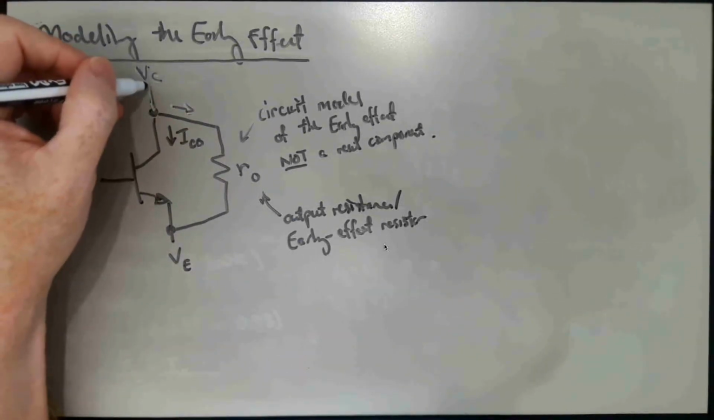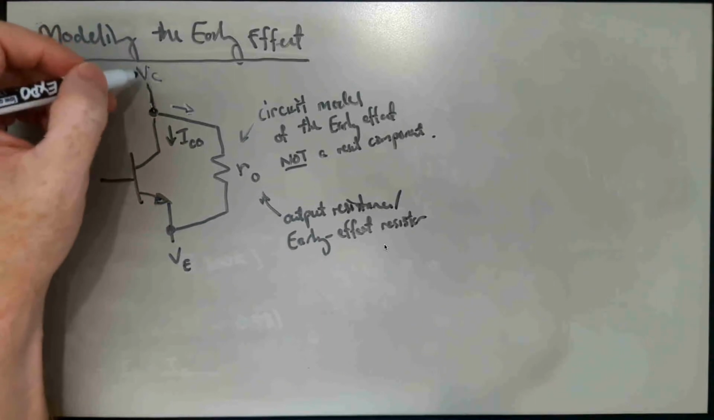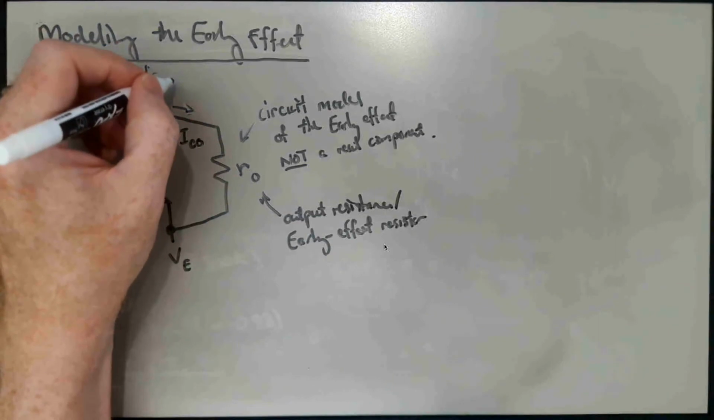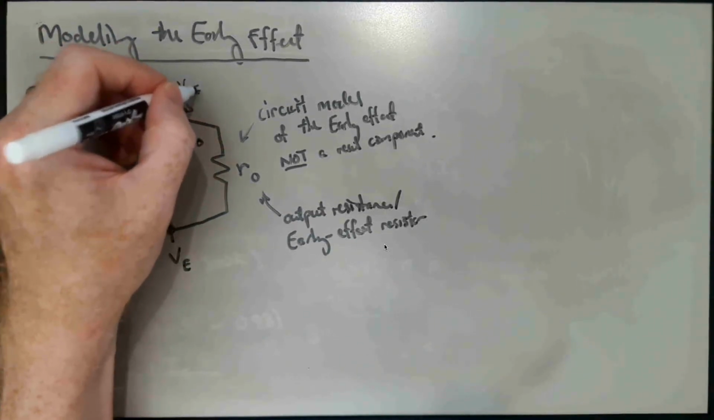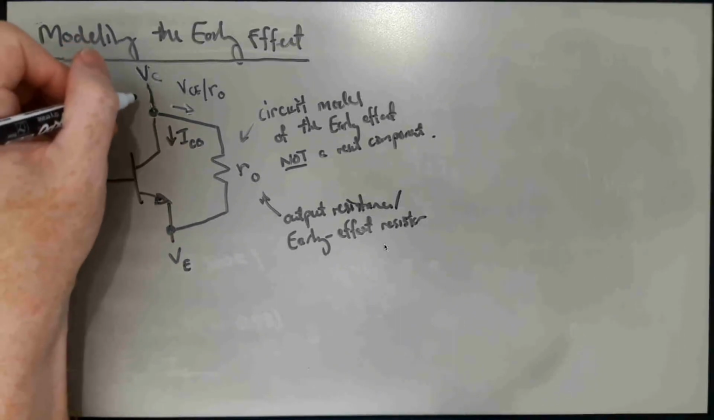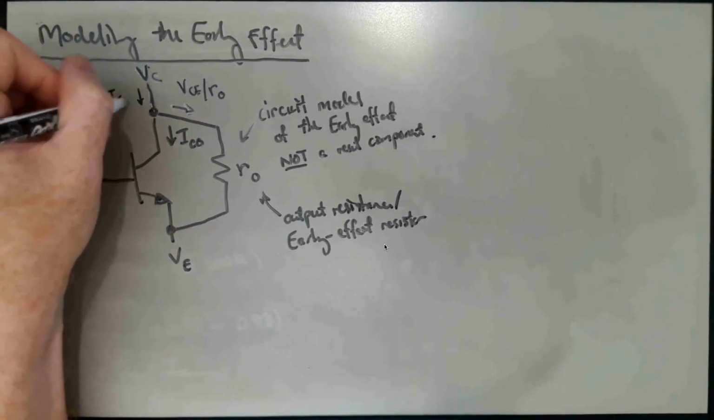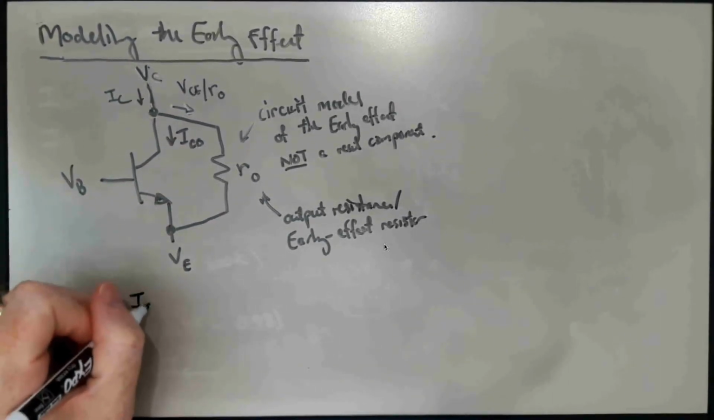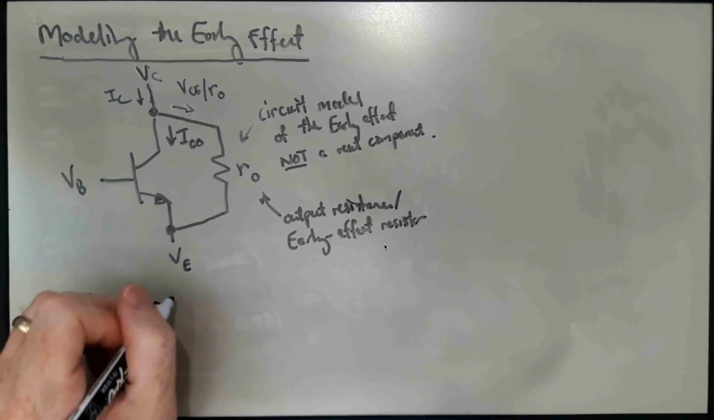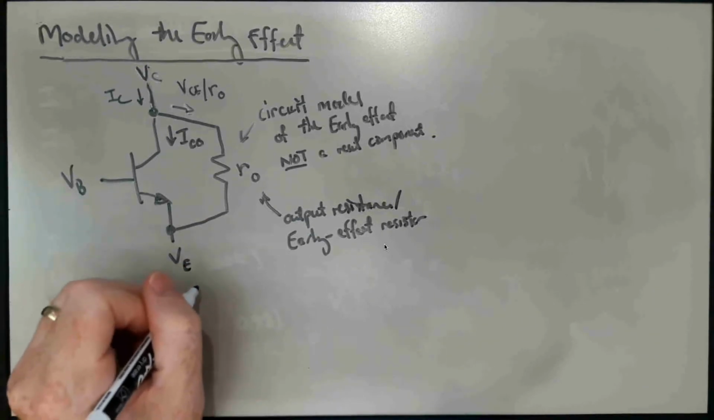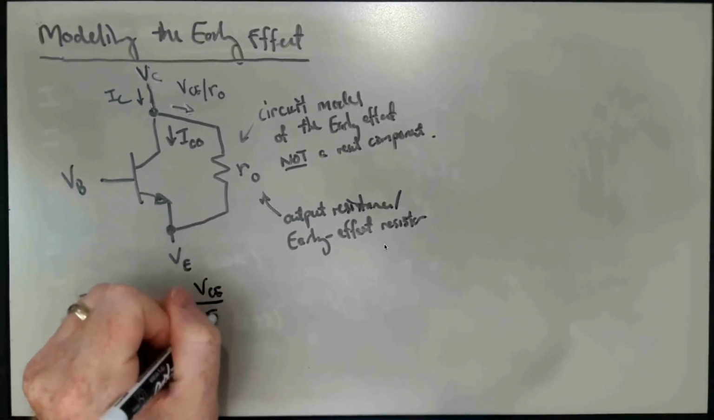So VC is the collector voltage, VE is the emitter voltage, and the current flowing through this resistor by Ohm's law is going to be VCE over RO. Okay? So the total current, if we were to say that this is IC, the total current in the collector, that's going to be given by ICO, the 0th order collector current, plus this extra current through the early effect resistor of VCE over RO.